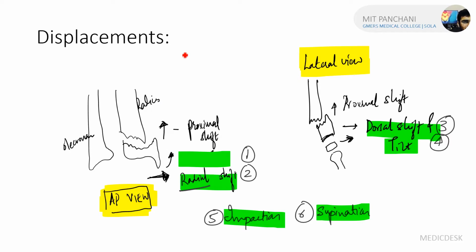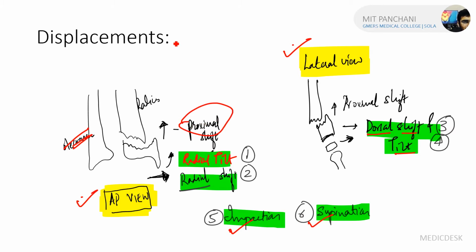Now, talking about the displacement in the AP view and in the lateral view. In AP view, you can see this end is shifted on the radial side, radial tilt and radial shift. And on the lateral view, it is shifted on the dorsal side. So dorsal shift and tilt, that are the four displacements. There is impaction because of the fall, and that is seen as proximal shift, and there is supination.